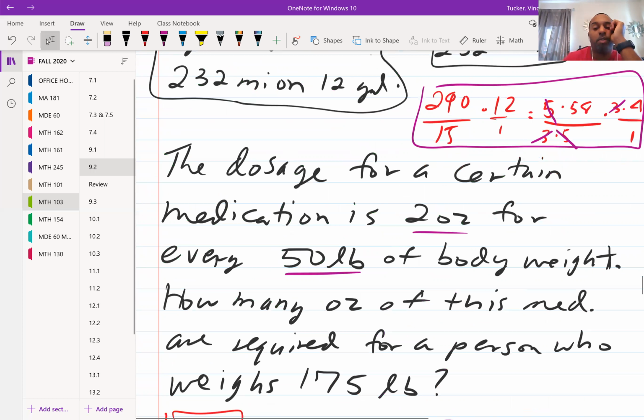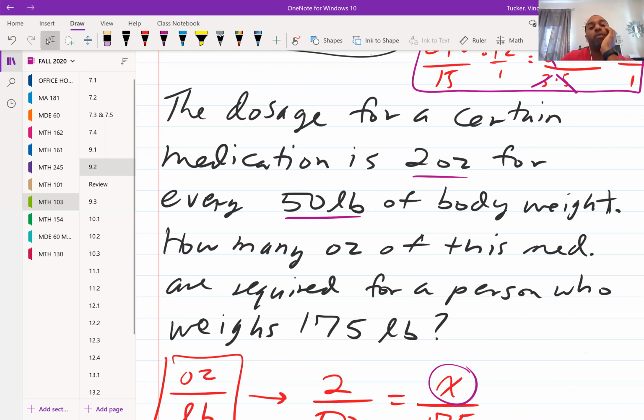All right. So here, same type of thought process. We have the dosage for a certain medication is 2 ounces for every 50 pounds of body weight. How many ounces of this medication are required for a person who weighs 175 pounds?